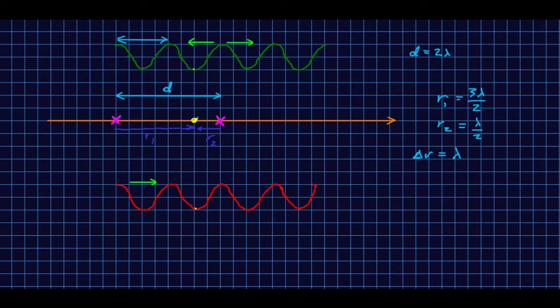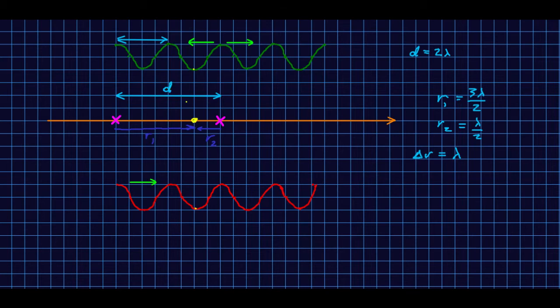That means that crests arriving here from this source are arriving at the same time as crests sent from here, a full cycle, a full period earlier. And so we know crests and crests have to arrive at the same time.